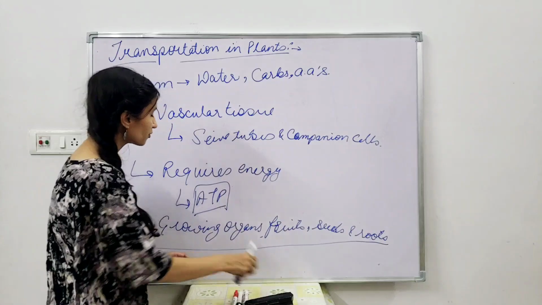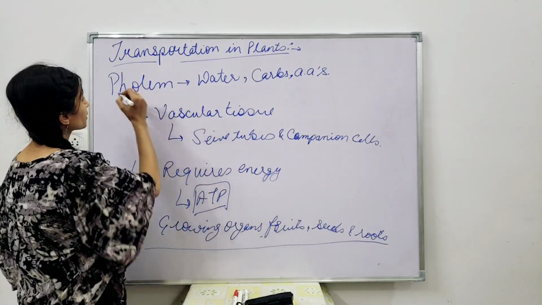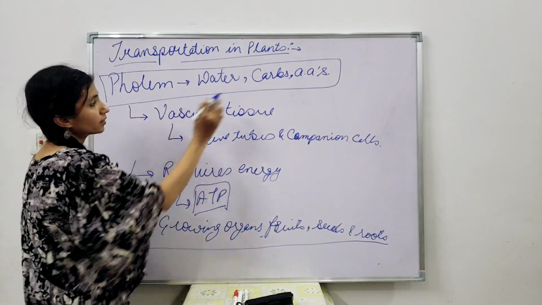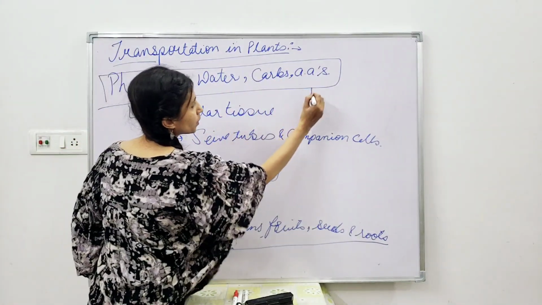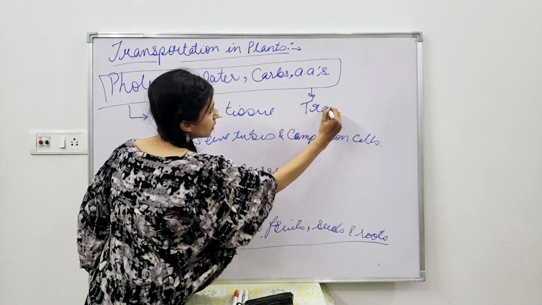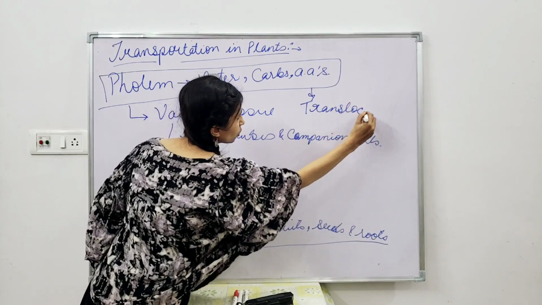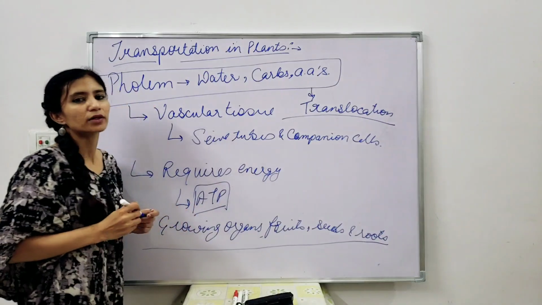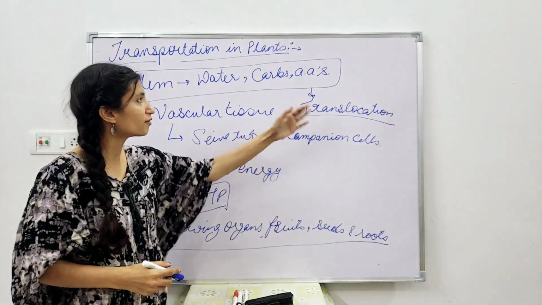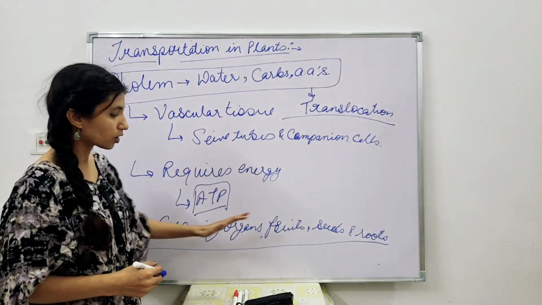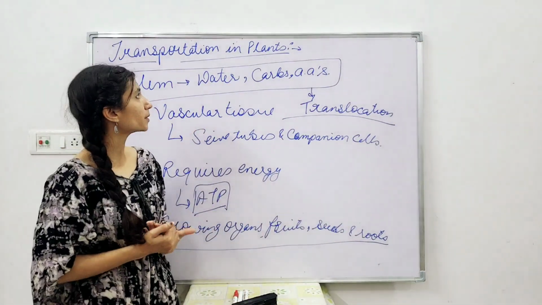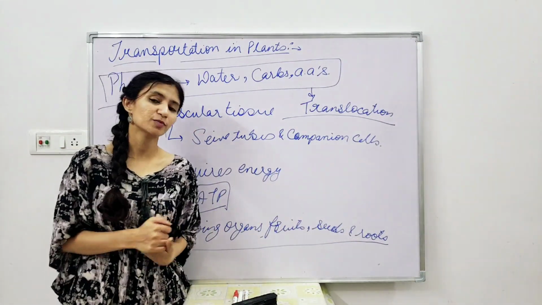One more thing that I forgot: this whole thing of phloem, the transportation of water, carbohydrates and amino acids, is called translocation. So this is called translocation. Translocation of these things takes place in growing organs, fruit, seeds and roots. So that's all for today, and the topic transportation in plants ends over here.